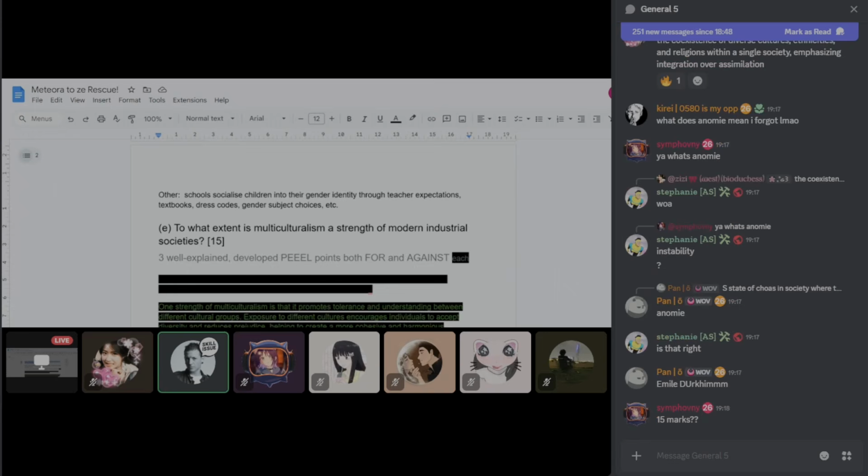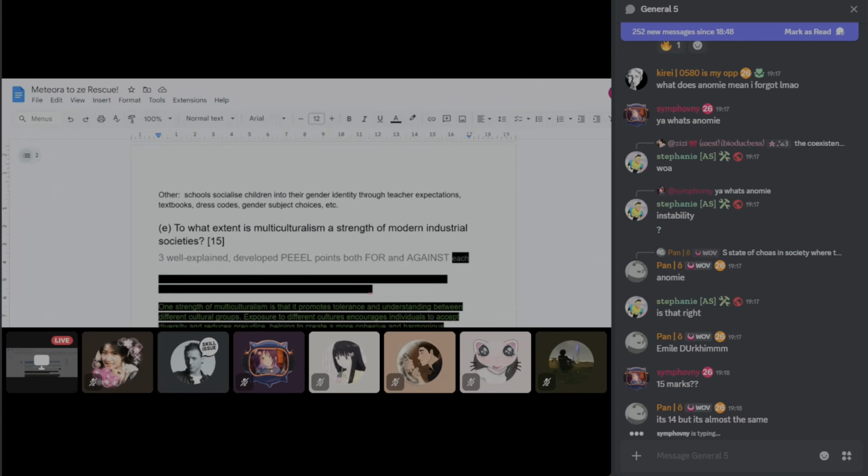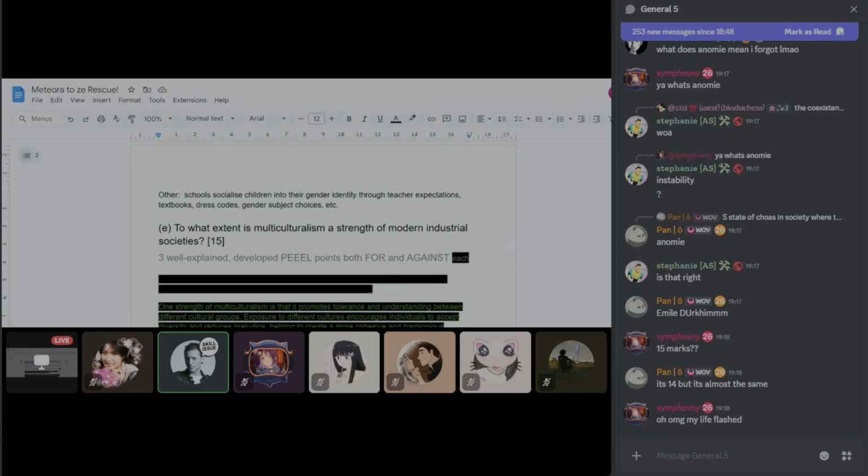So, 15 marks. In the new syllabus there are 14 marks, but this is from an old paper, so we thought one mark doesn't really make that big of a difference, so we just included it. It's 14, but it's almost the same. So this is the very hard question. I want you to just give it a try.